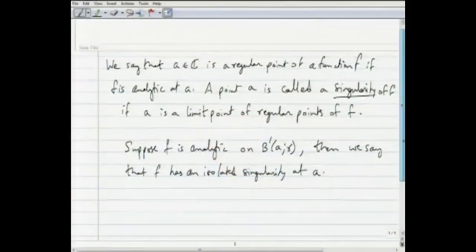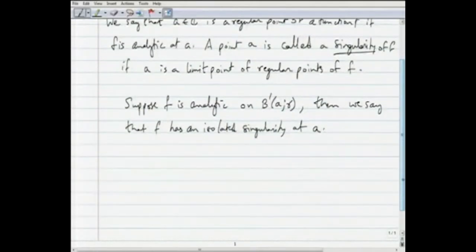Okay, and if f is analytic in this punctured neighborhood or deleted neighborhood, it could happen that actually f is analytic at A, but we did not define it there. That's all. So in that event, we say that such a point is a removable singularity of f at A. Okay, and there are other cases, but first this is the trivial case which we will consider. Okay, and then we will classify other kinds of behavior of f around A. So, firstly I will start by giving some examples.